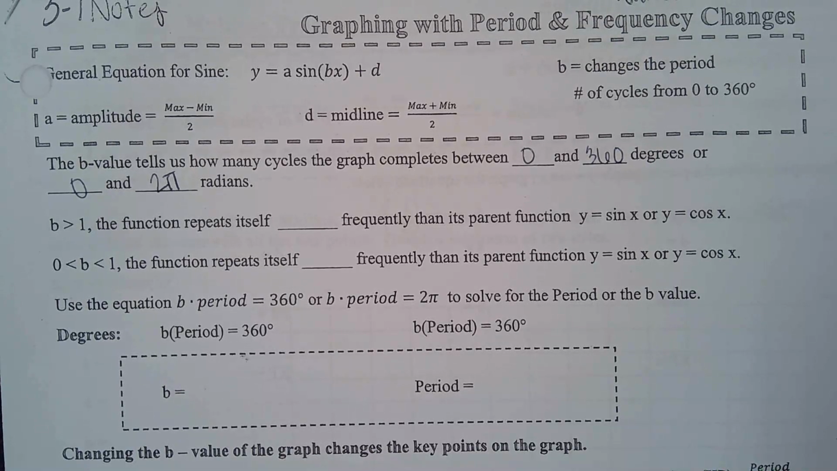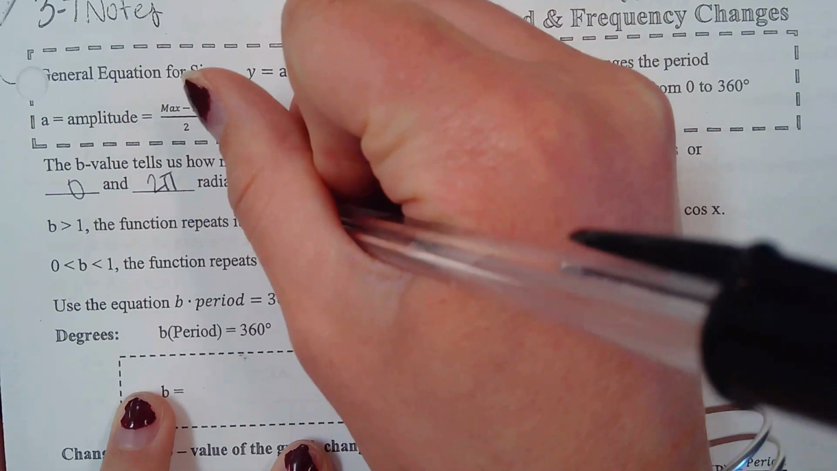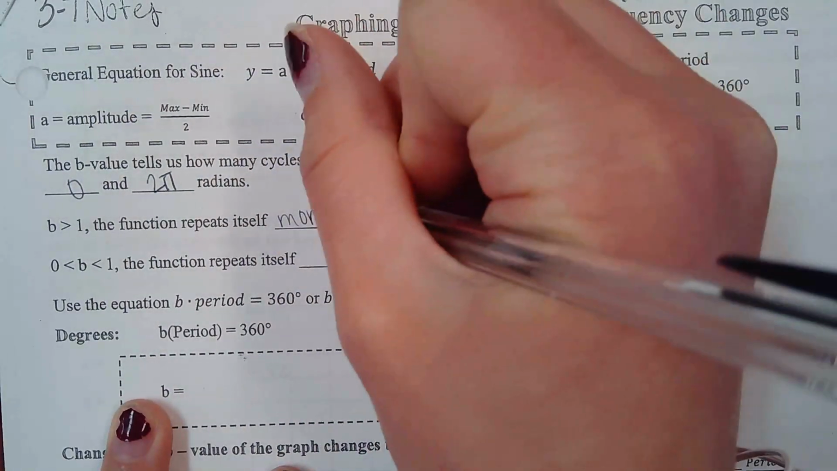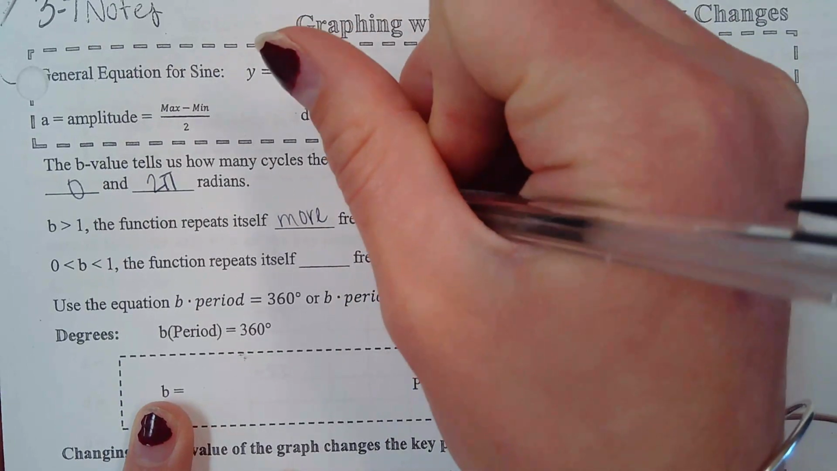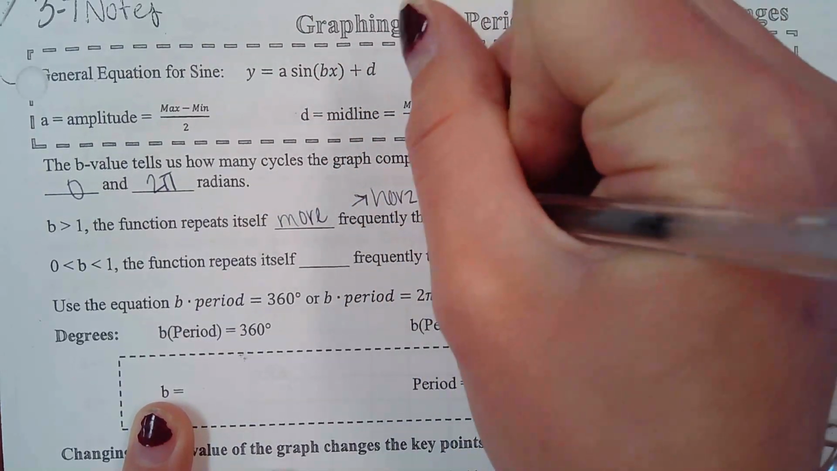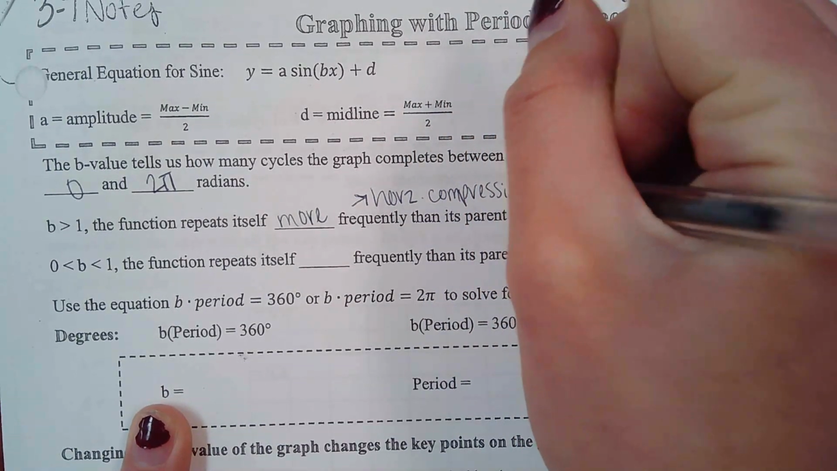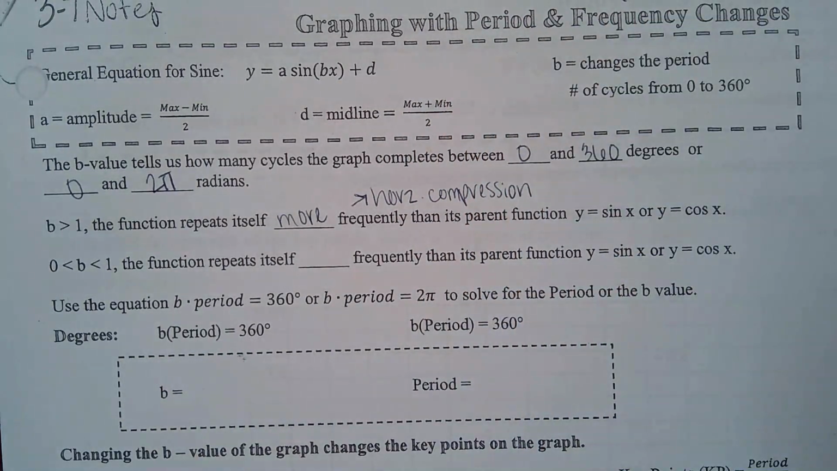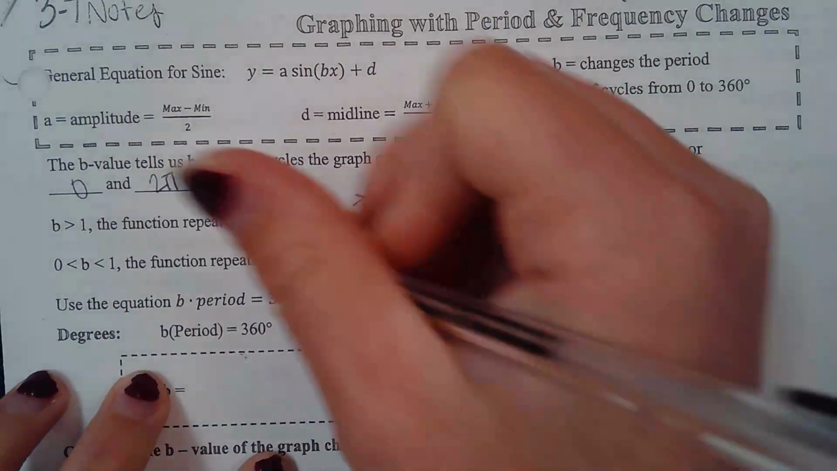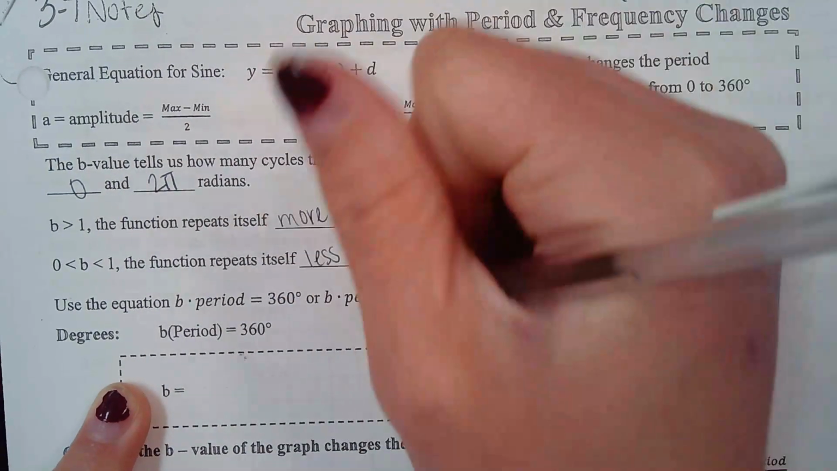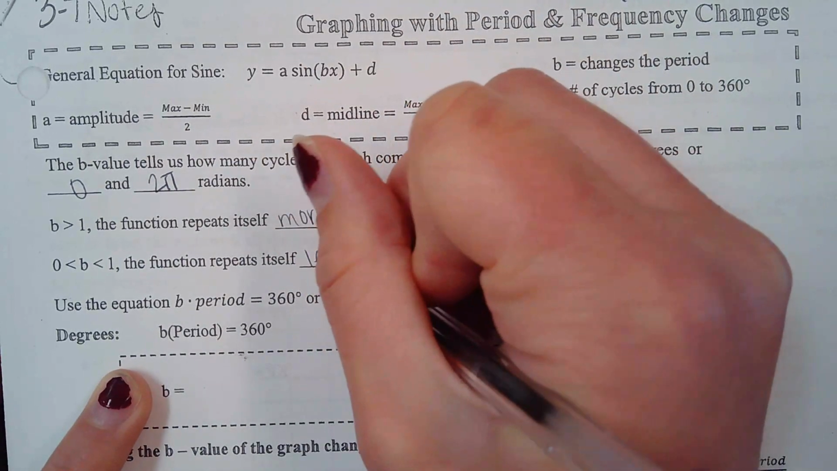If B is bigger than 1, the function repeats itself more frequently. So it's going to be a horizontal compression. And then if B is between 0 and 1, it's going to repeat itself less frequently. So that would be a horizontal stretch.